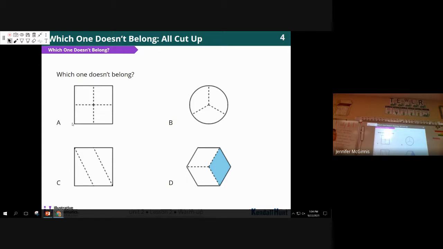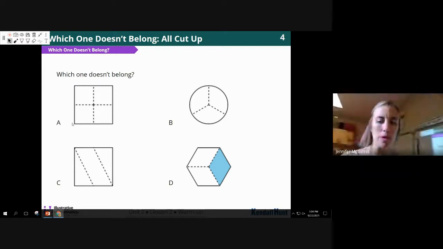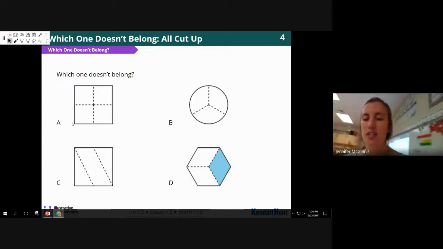Talk to your table now and formulate some sort of an understanding of which one doesn't belong. Online people, turn your mics on and tell me what doesn't belong.